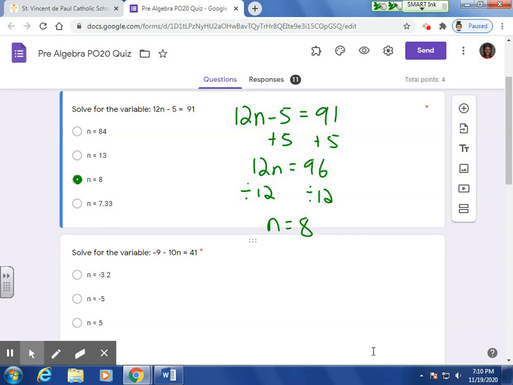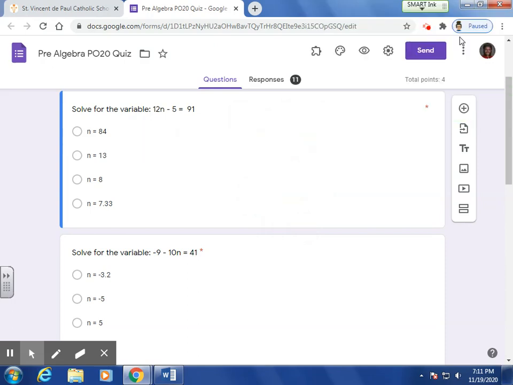But again, notice what we did. -5 plus 5 equals 0, so we can cancel them out. We do the same thing to the other side to keep this equation balanced. Then 12n equals 96. 12 divided by 12 equals 1n, which is what we want, so we can cancel the 12s, and 96 divided by 12 gives us the value. We can plug that in: 12 times 8 minus 5 equals 91. That does work. It checks out.